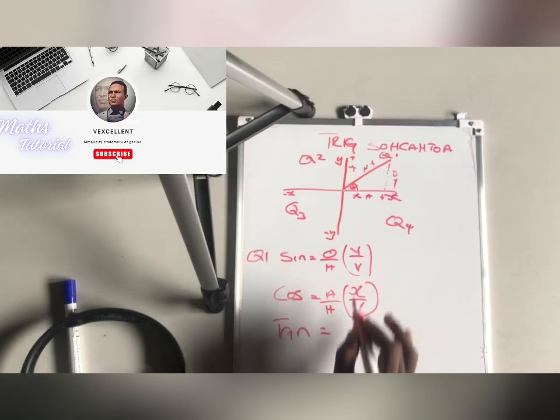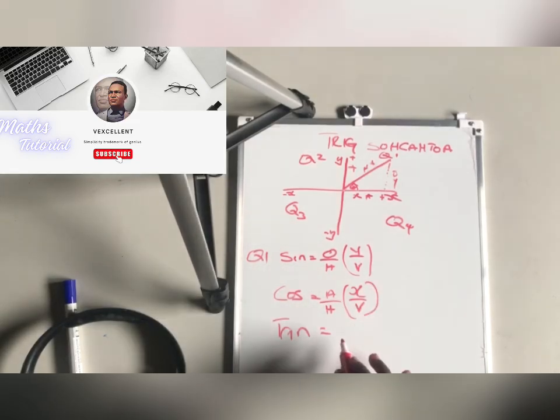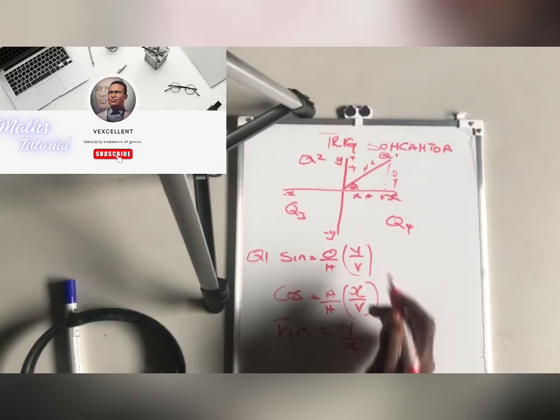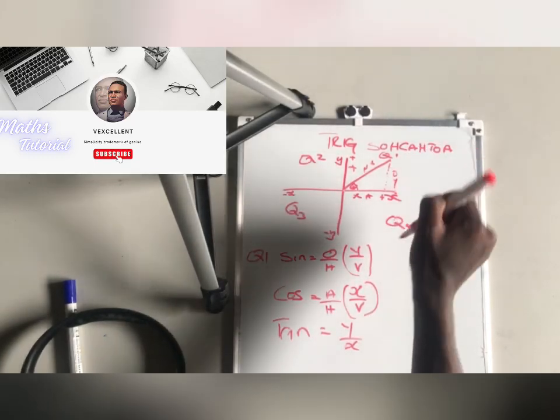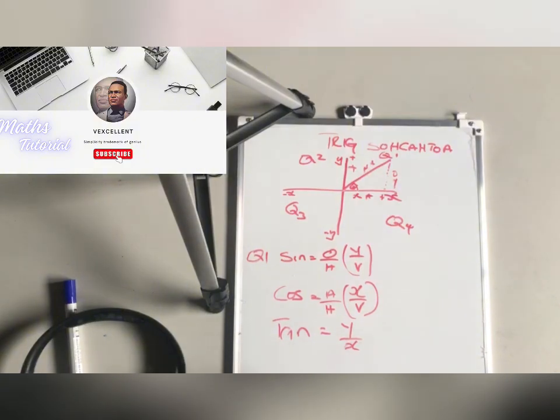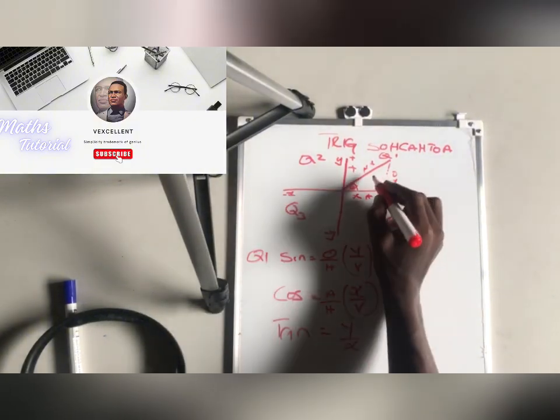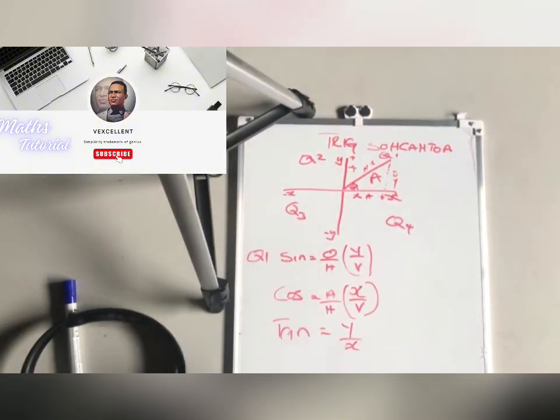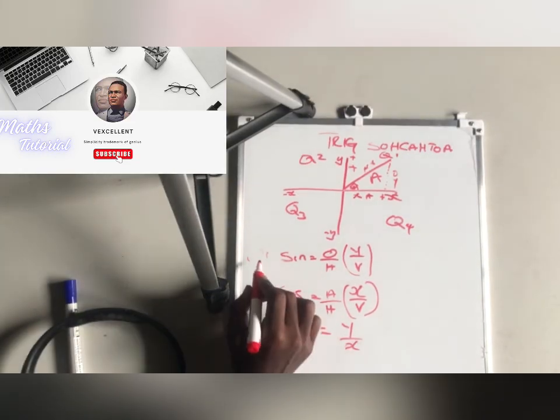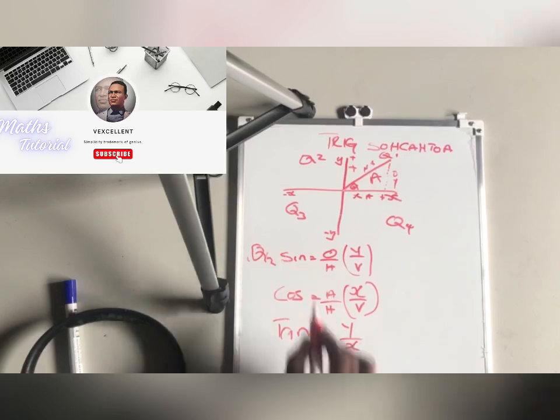Then it's equal to what? Opposite over adjacent, which is y over what? y over r? No, y over x. We check: our x is positive, our y is positive, meaning that tan is going to be positive. And that's why we have A here, which represents all of them in the first quadrant. They are positive. All of them are positive. All. Then we go to the second quadrant.